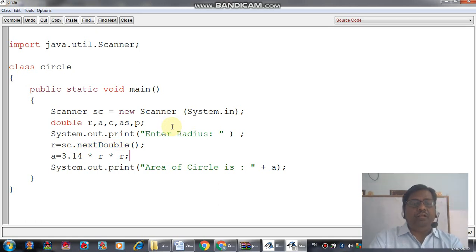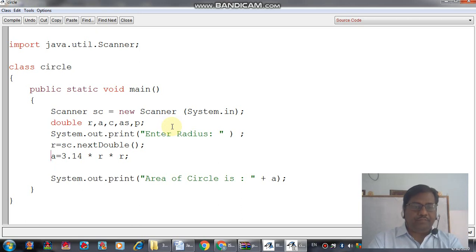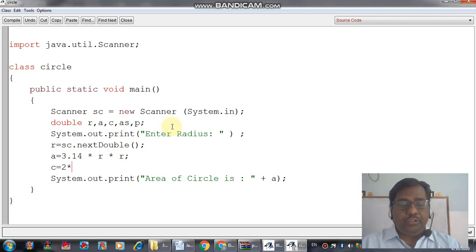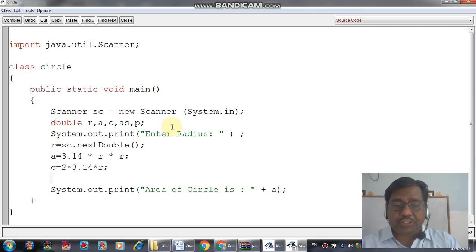Now we are supposed to calculate. The first calculation is the area of a circle, which is pi. Pi means 3.14 into r square, meaning r into r. The next value you are supposed to find is the circumference, and the formula is 2 pi r. That means 2 into 3.14 into r. This is your circumference.